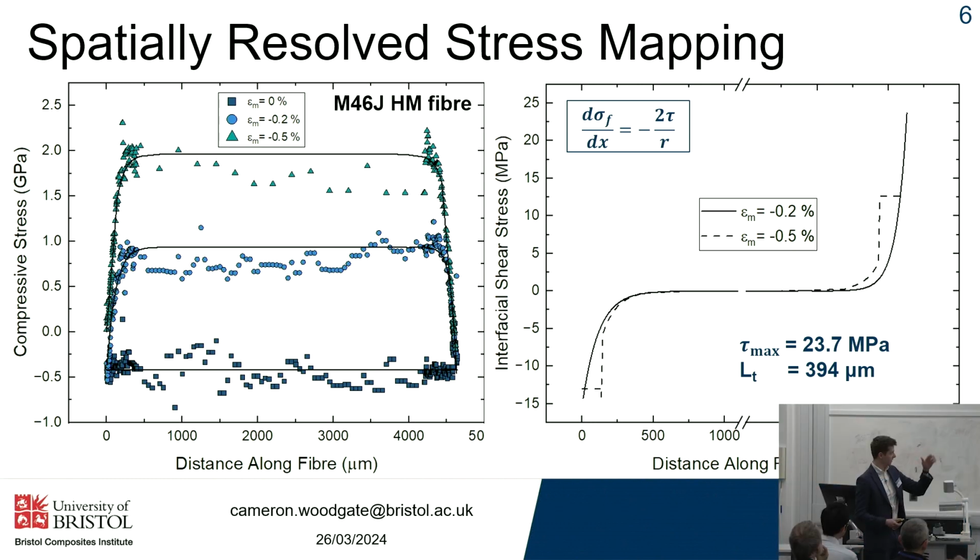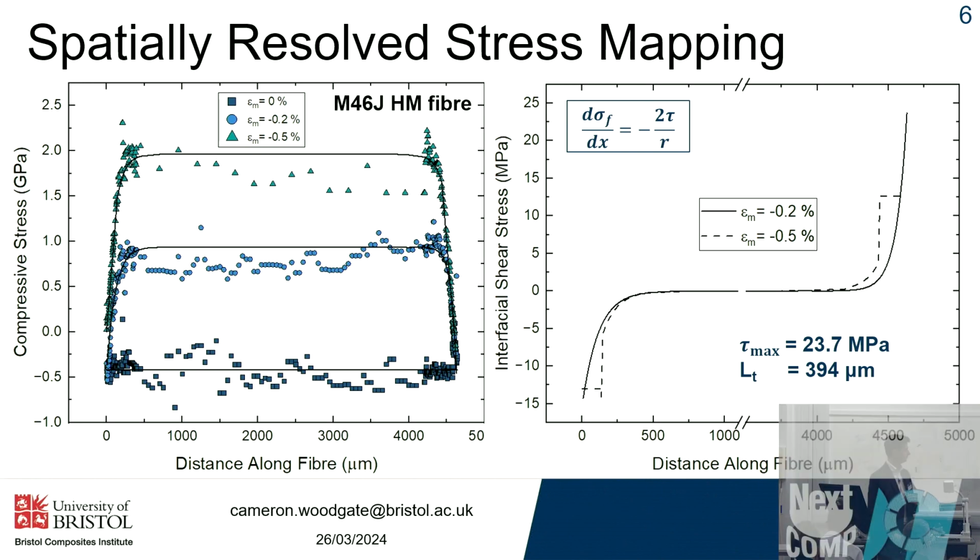And we can see when we increase our loading and the resulting strains, we get an increase in the stress along the fibers with a nice Cox type shape, where it increases from a minimum at the ends up to a maximum in the center. And if we fit our micromechanical model to this and then use a balance of forces approach, we can derive our interfacial shear stress characteristics. So we can see from this we get our maximum interfacial shear stress of around 23 megapascals and a transfer length of around 400 microns.